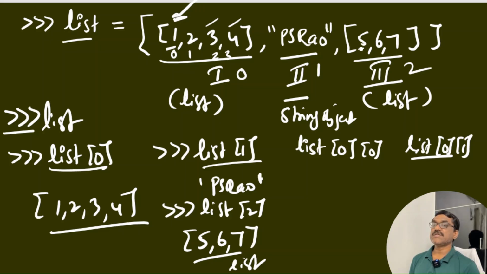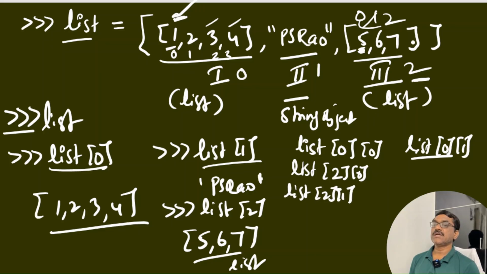But if you want to access the first element of the third data item, that means the list 2, how do you get the element 5 here? You have to mention the indexes: list of, what is the index here? 2. List of 2 of 0, and you know the indexes are 0, 1, 2. Next, if you want to access the element 6, then you say list of 2 of 1. If you want to access the element 7, then we say list of 2 of 2. This is the way of accessing the individual elements of a two-dimensional list. I think it is clear.